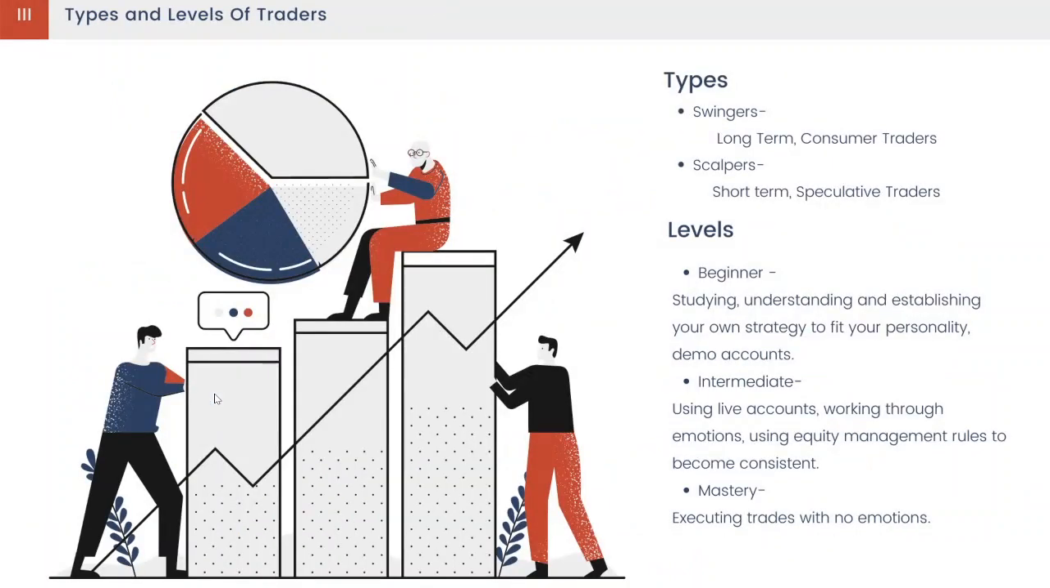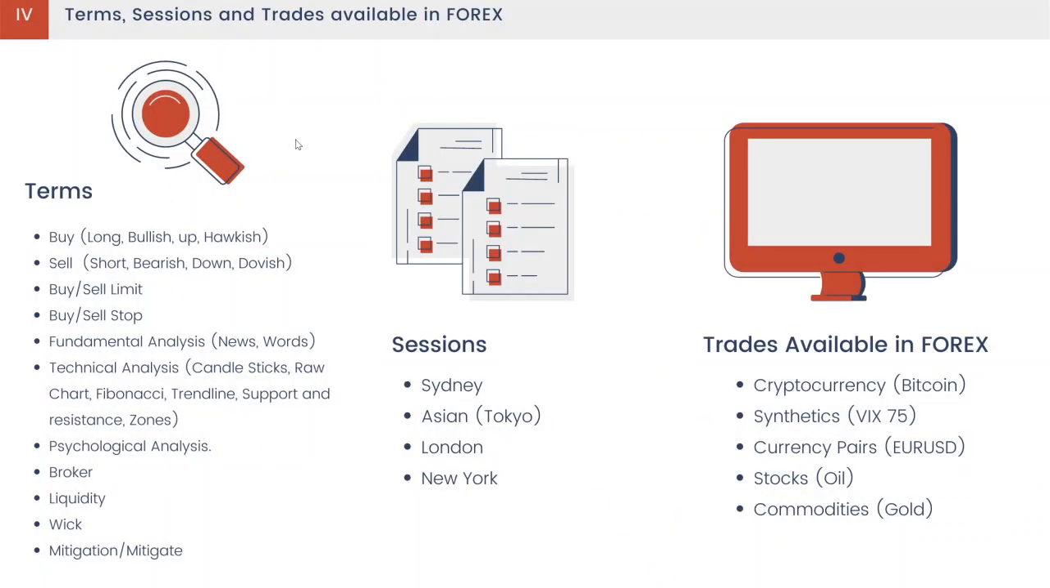Okay, so the fourth and final content, that's the terms. That's buy. When I say buy, it means we're going long, if the market is bullish, or the market is going up, or it's hawkish. When I say the market is going to sell, it means the market is going to short, so I say short the market or sell the market. It means it is bearish, going down, or dovish.